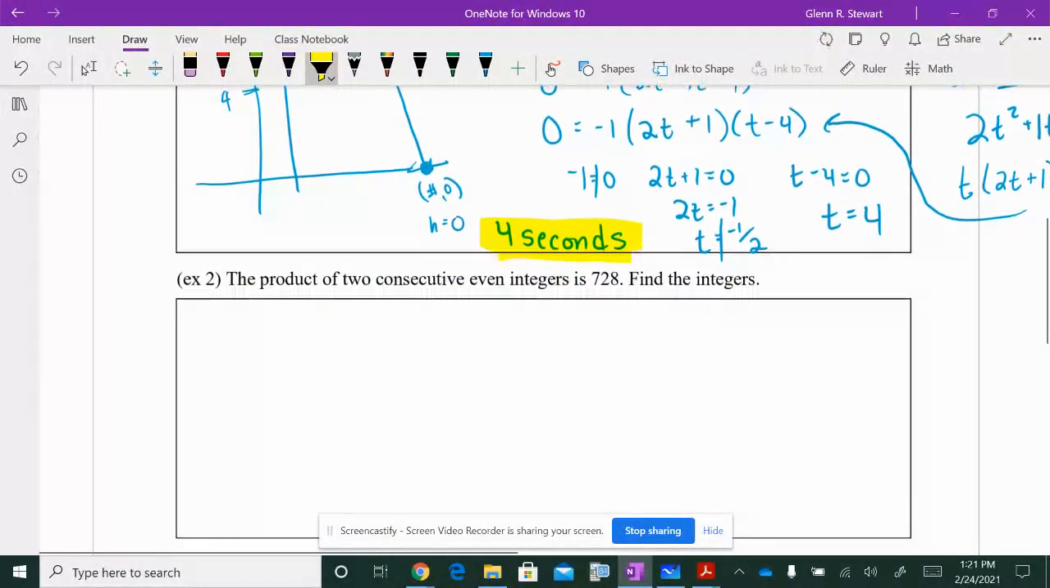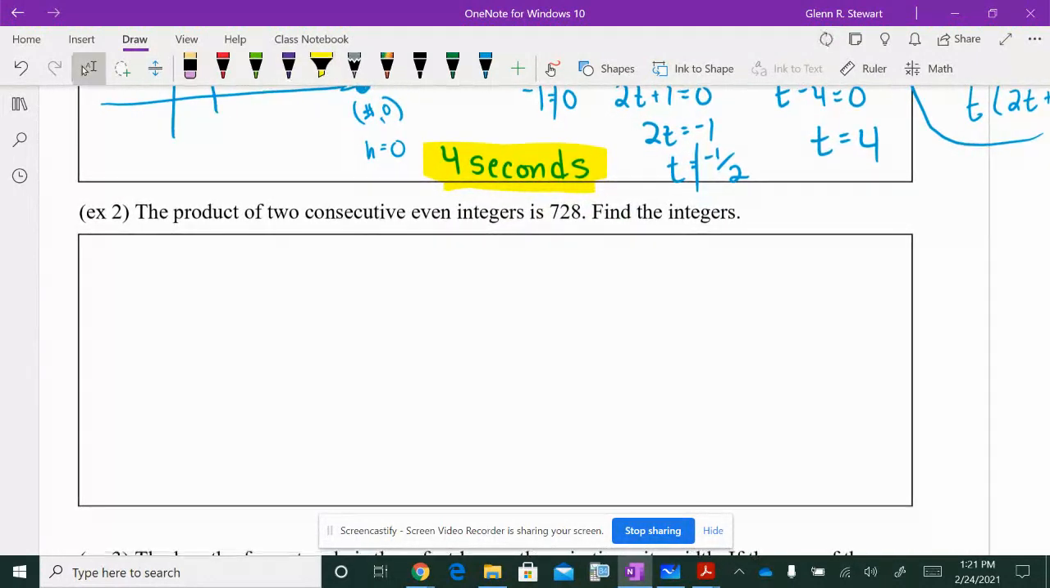Example number 2 is something that you'll find probably on the SAT more than anything. The product of 2 consecutive even integers is 728. Find the integers.